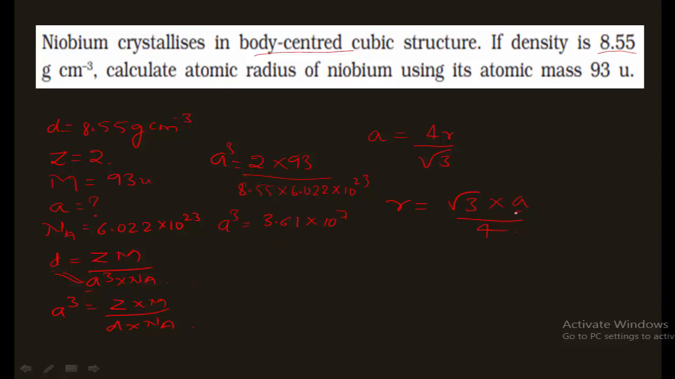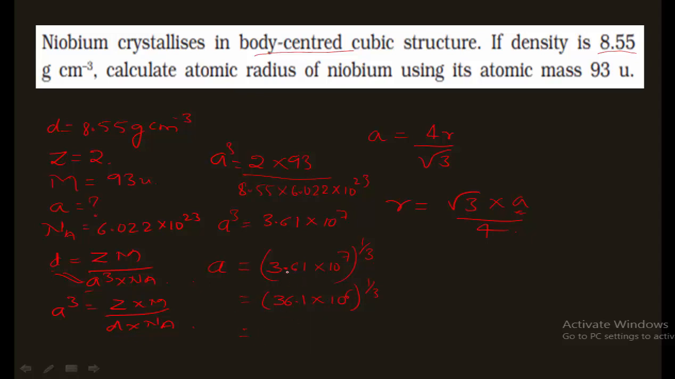But what we want? We want A. So in order to find the A, we have to take cube root. So A is written as 3.61 into 10 raised to 7, raised to 1 divided by 3, that is cube root. And here I will make some small modifications. Here instead of writing 3.61, I will take 36.1 into 10 raised to 6, raised to 1 divided by 3.